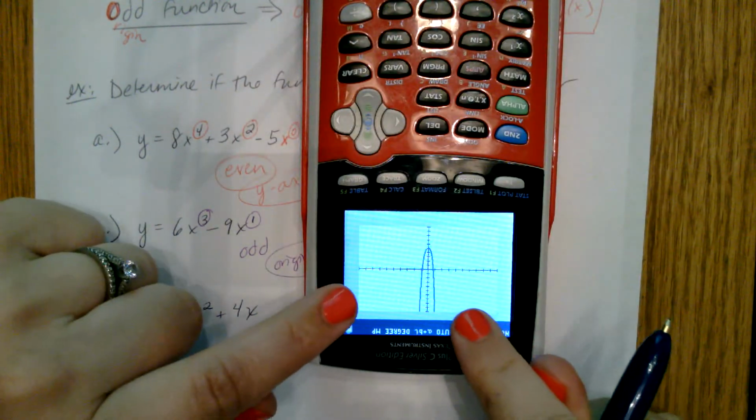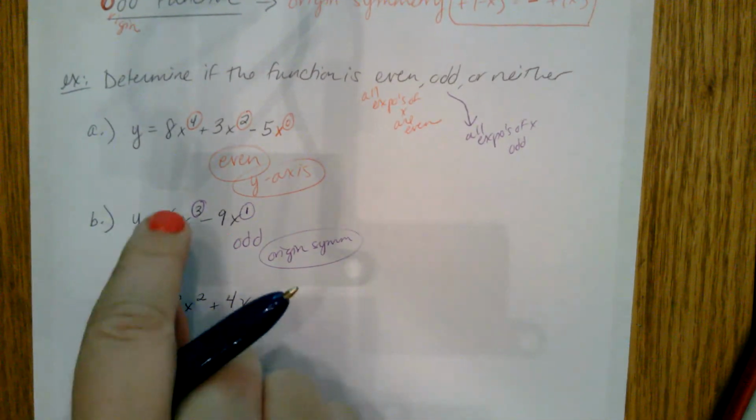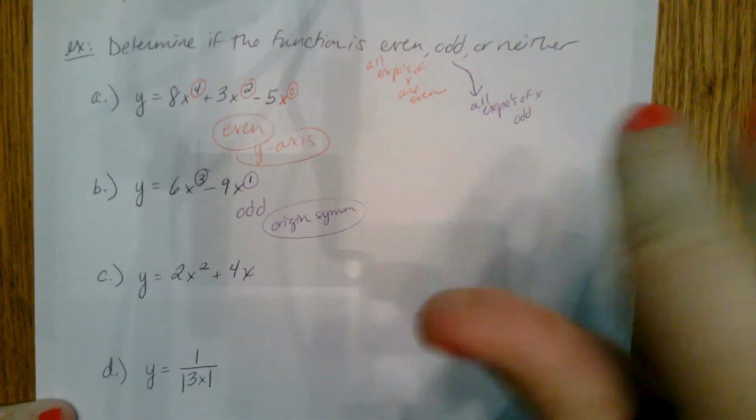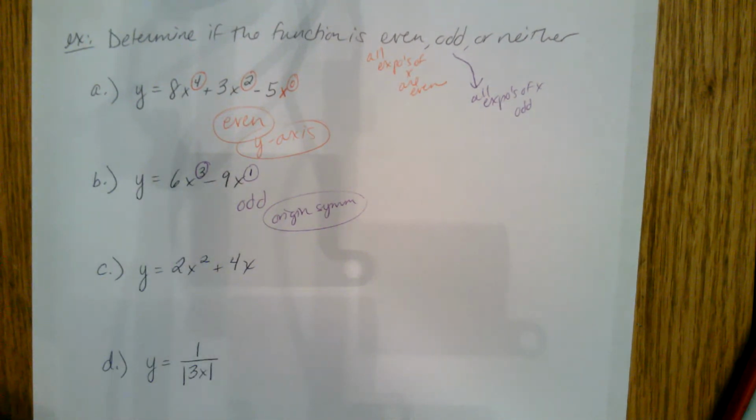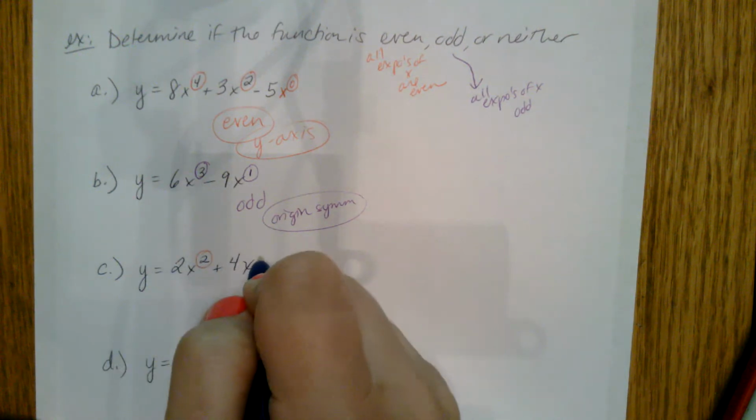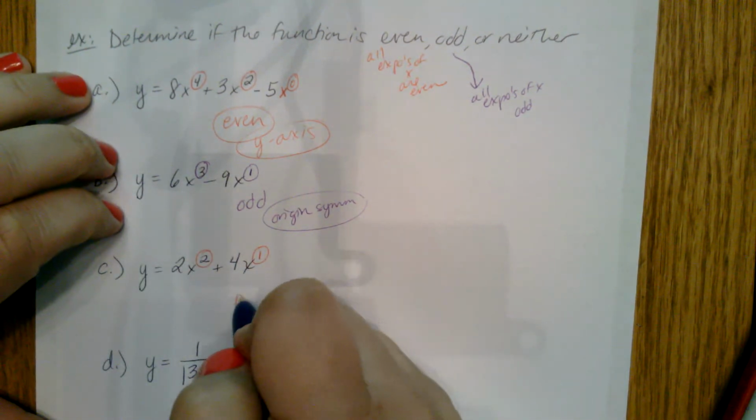See, this one doesn't have origin symmetry because this is a frown face. This is a happy face. But if you type that in your calculator, try it, see if it has origin symmetry, flip it upside down. Or what about this one? Let's see. So this has an exponent of 2 and an exponent of 1. Oh, even and odd mix can't happen. So that's a neither.